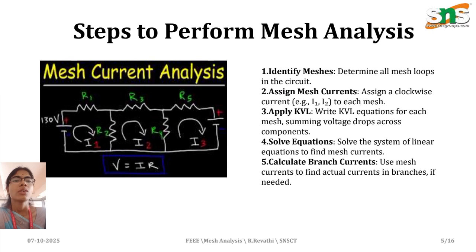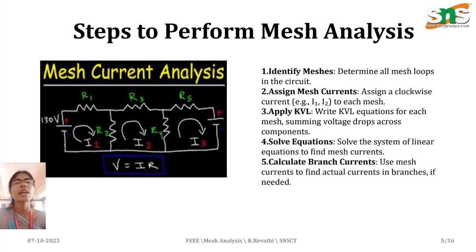Steps. The first and foremost thing is to identify the meshes, determining all the mesh loops in the circuit. On the left side there is a diagram which consists of three loops. First we have to identify how many loops are there in a circuit. The first loop is I1, the second loop is I2 and the third loop is I3. There are two voltage sources in the given circuit, 130 volt and another one present in the third loop. In the first loop there are two resistances, R1 and R2.